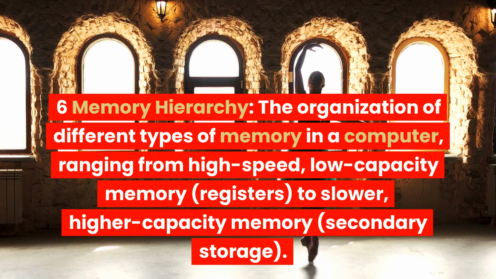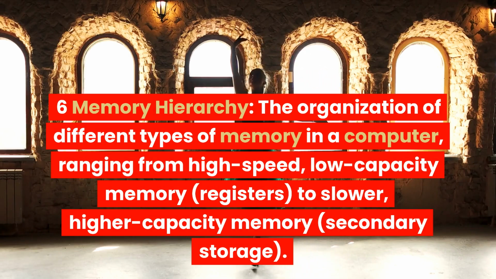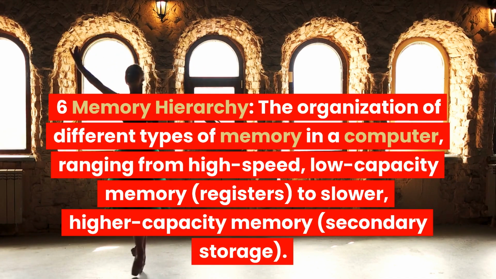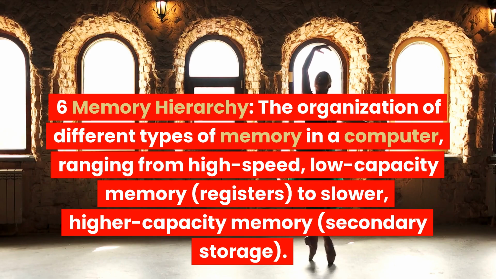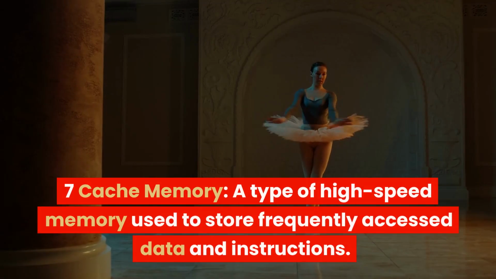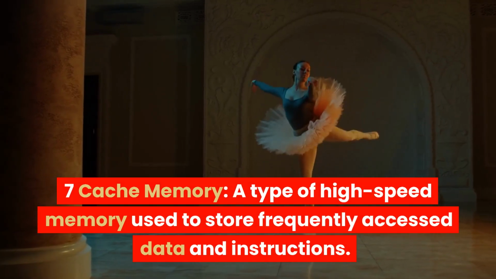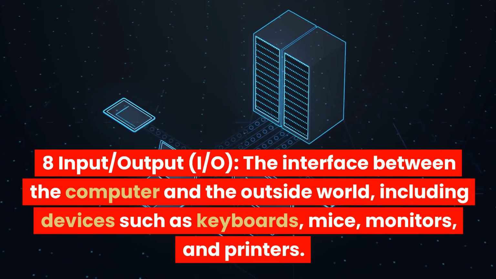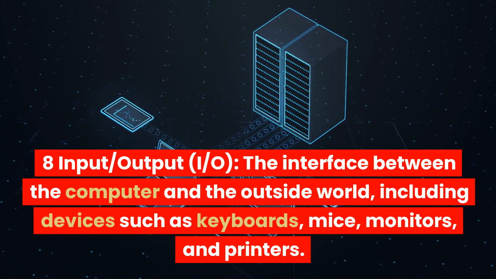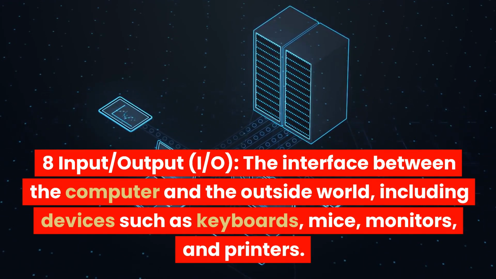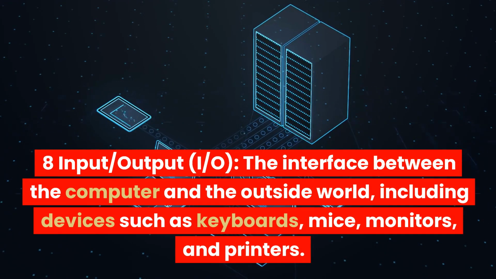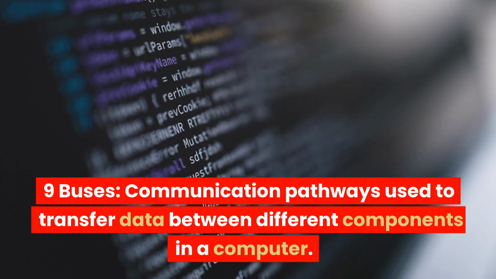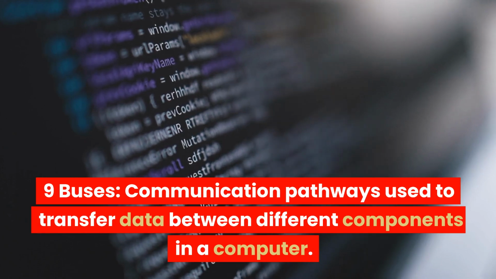6. Memory hierarchy, the organization of different types of memory in a computer, ranging from high-speed, low-capacity memory, registers, to slower, higher-capacity memory, secondary storage. 7. Cache memory, a type of high-speed memory used to store frequently accessed data and instructions. 8. Input/output, I/O, the interface between the computer and the outside world, including devices such as keyboards, mice, monitors, and printers. 9. Buses, communication pathways used to transfer data between different components in a computer.